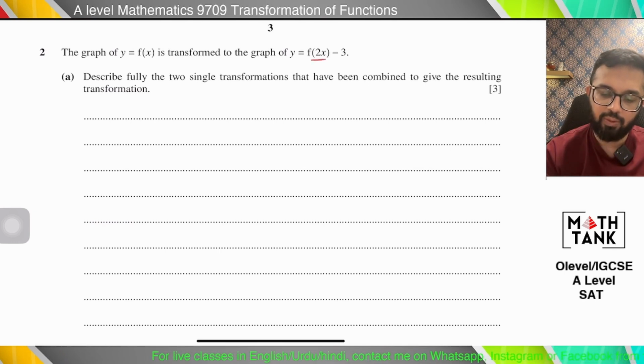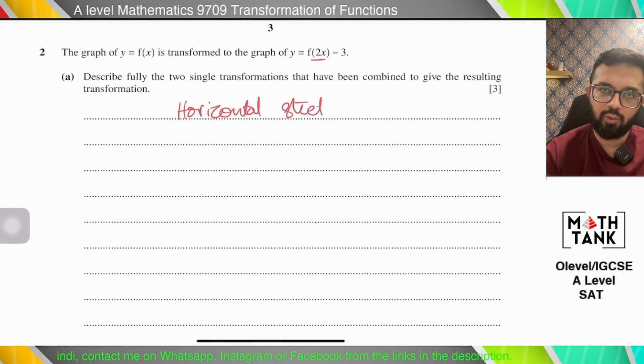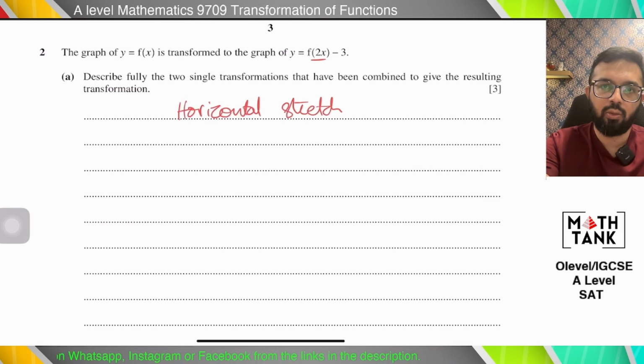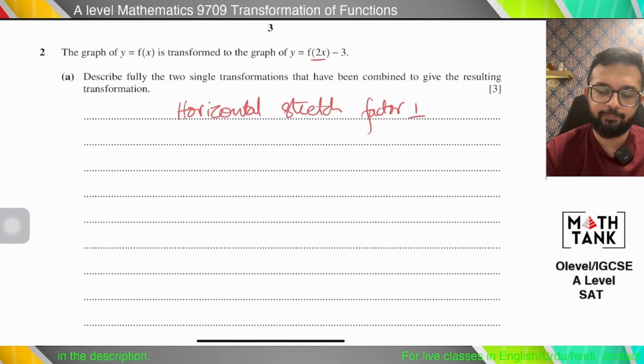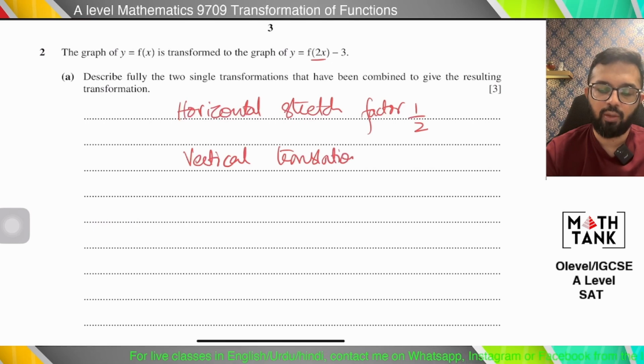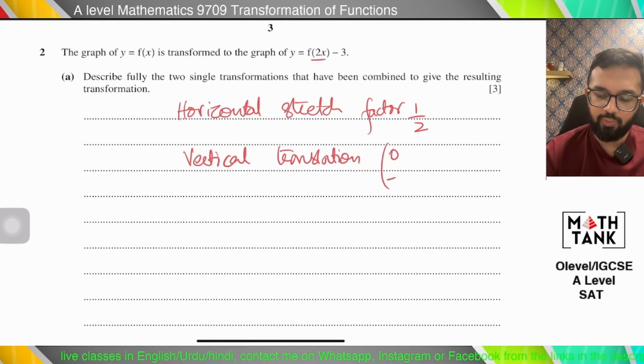So I see a transformation in x, horizontal stretch, factor of, vertical translation (0, minus 3).